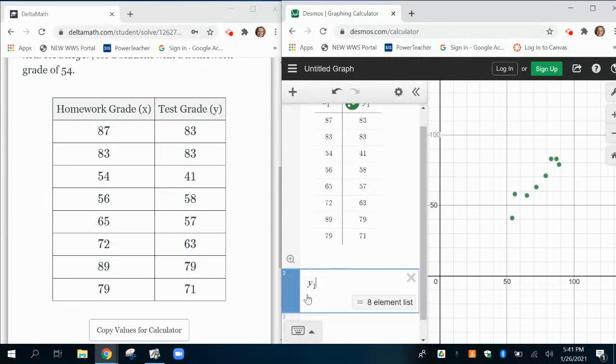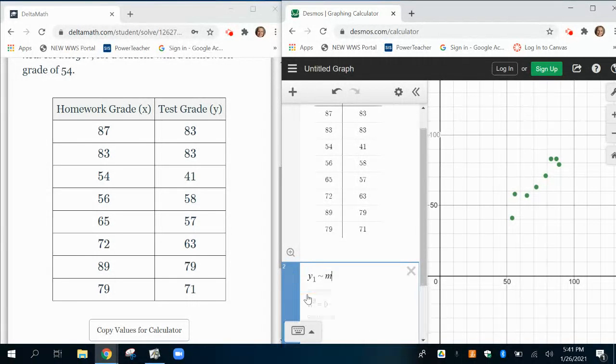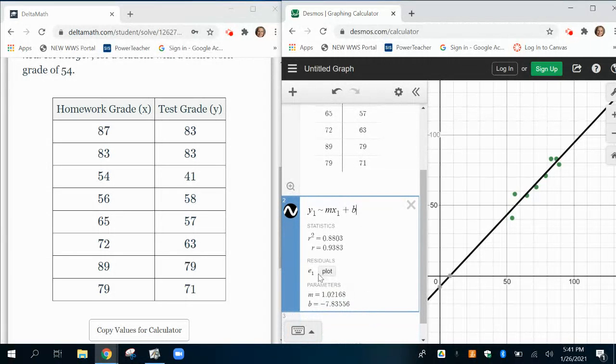Then we want to use not an equal sign, but an approximately sign because we don't know. So we hit the tilde, which is to the left of your 1. You have to hit shift and then that key. Then MX1, and when I hit that 1, it goes in plus B. Basically, I'm saying Y equals MX plus B, write the equation based off of this data. And all of these different numbers pop up down here.